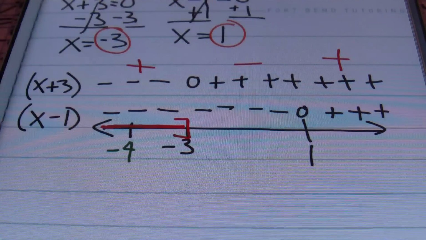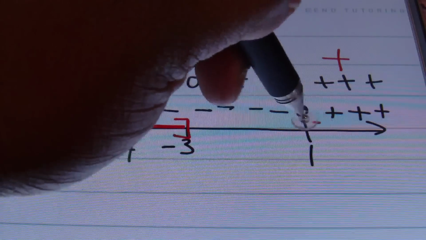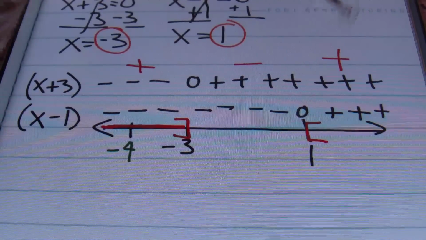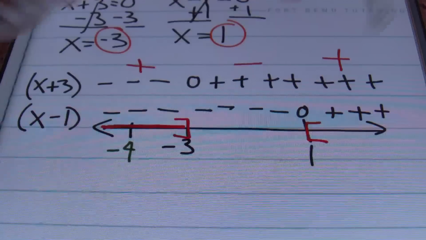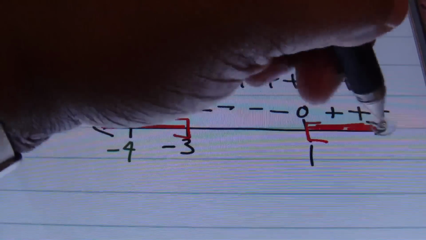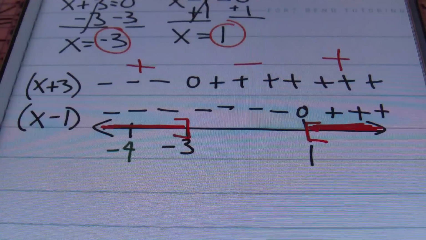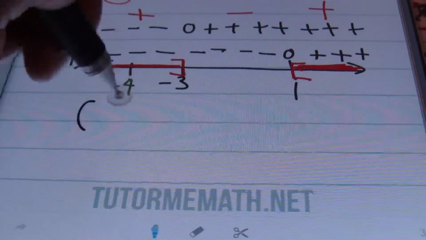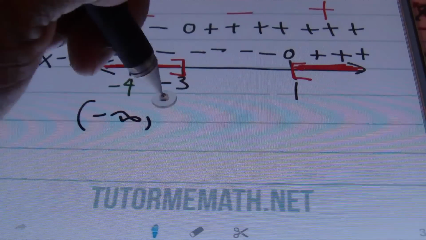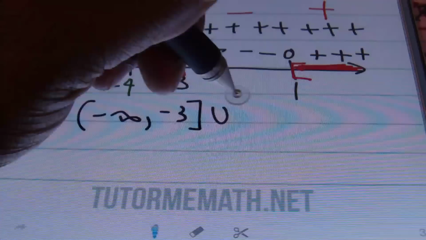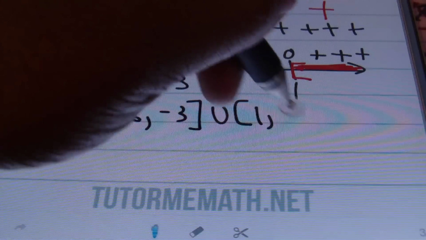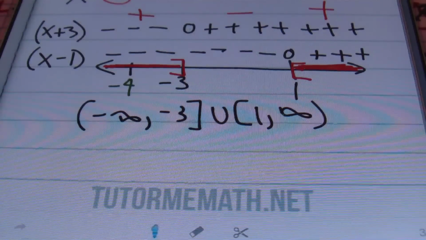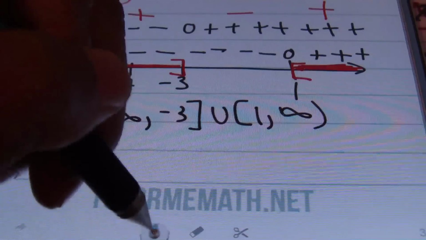Next, I'm noticing that at positive 1, I have 0, so that's part of the solution, and that my region to the right of 1 is positive, so I will also be shading to the right here, okay? That means that in interval notation, I end up with the following result. I end up with negative infinity to negative 3, bracket, union, bracket, 1, to positive infinity, and that's my interval notation, ladies and gentlemen. That's the answer.